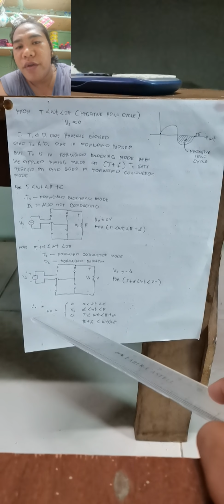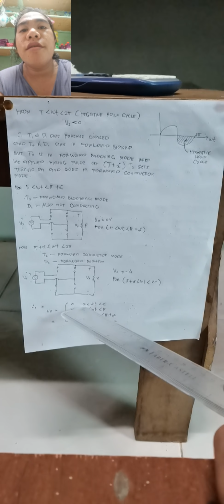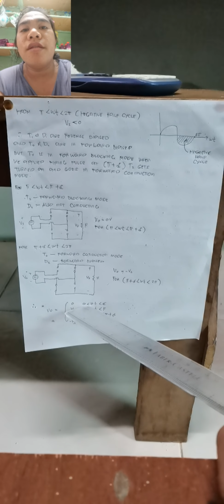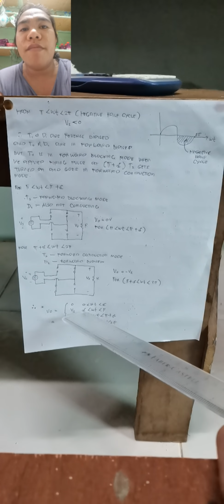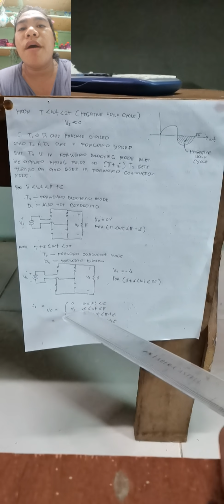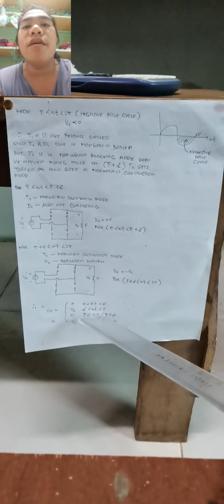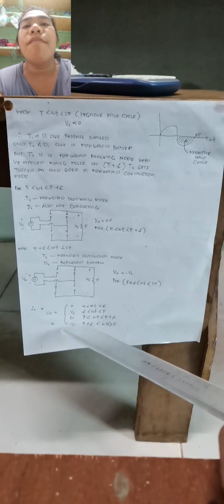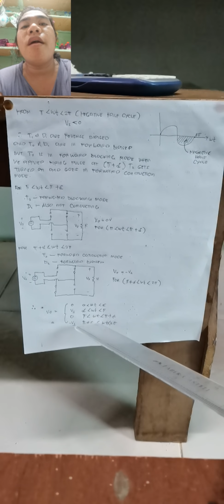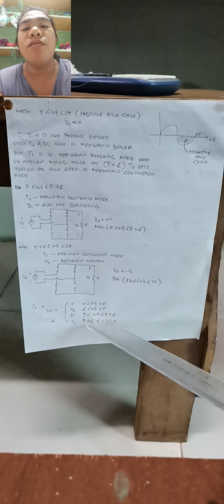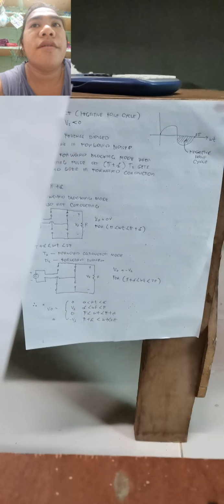Therefore VO is equal to 0 for 0 less than ωt less than lambda; VS for lambda less than ωt less than π; 0 again for π less than ωt less than π plus lambda; and negative VS for π plus lambda less than ωt less than 2π. So let's move forward.